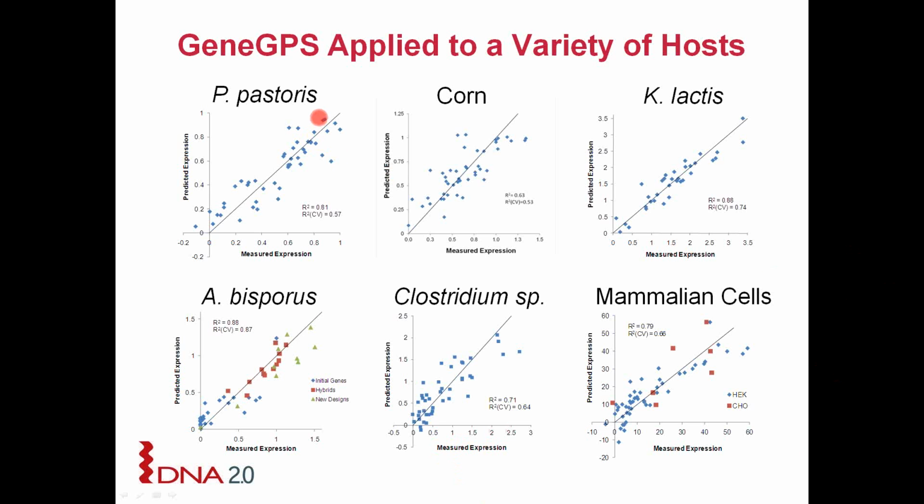But we have data in everything from gram-positive and negative bacteria, so positive in the case of Clostridium, negative in the case of E. coli. We've got multiple yeasts, Pichia, K. lactis. We also have some work going now in Candida, and I showed you some work in Saccharomyces. We also have data in higher eukaryotes, data in corn and also in mammalian cell lines. And we even have data in a mushroom, Agaricus pastoris, shown here, which is one of our best models and where we have a lot of data.